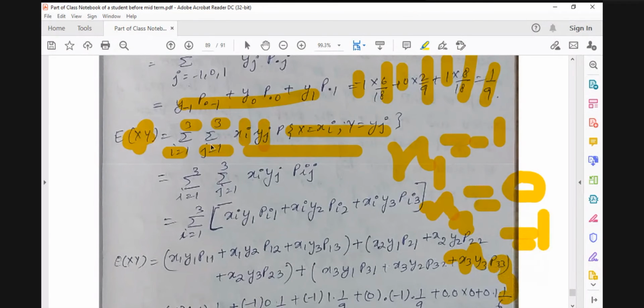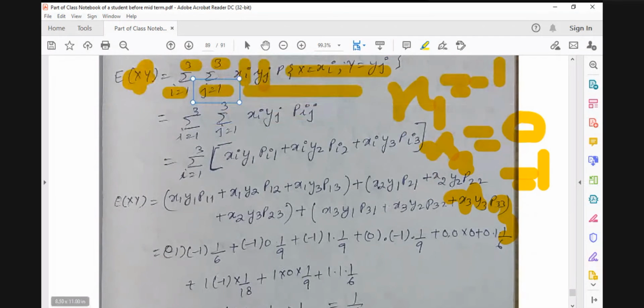So either you write i and j going from minus 1 to 1, and then you will have the situation like this: minus 1 into minus 1 and probability of x equal to minus 1 comma y equal to minus 1. Similarly, minus 1 into 0, probability that x equal to minus 1 and y equal to 0.